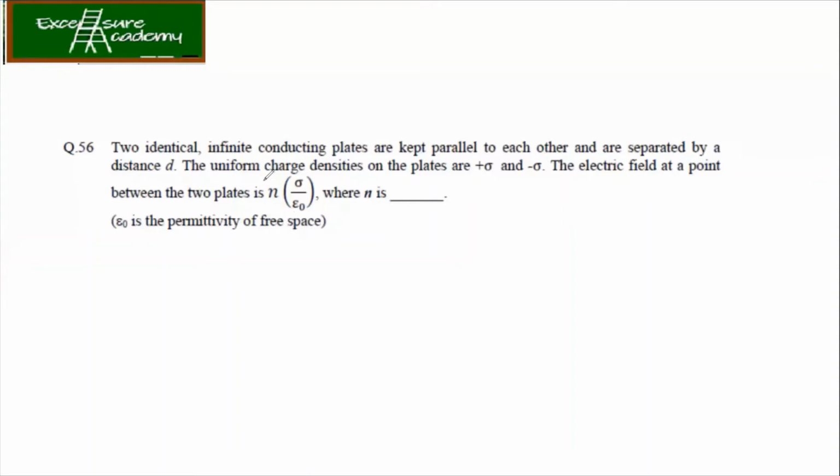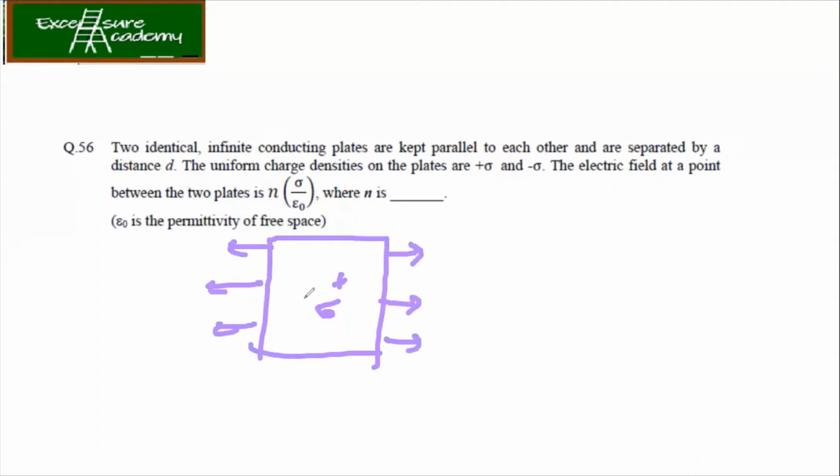So the next question is: two identical infinite conducting plates are kept parallel to each other and are separated by a distance d. The uniform charge densities on the plates are plus sigma and minus sigma. So this can be shown like this. Since it is positive, let us say, the electric field is going to be away from the plates. Here E is equal to 0.